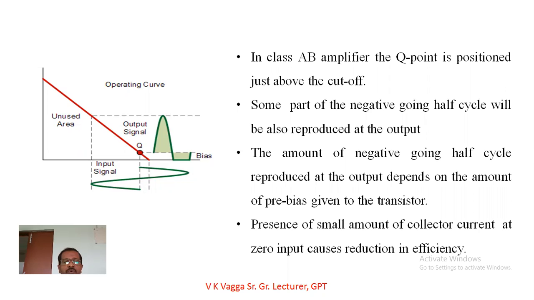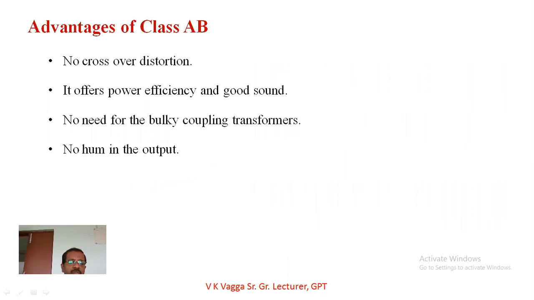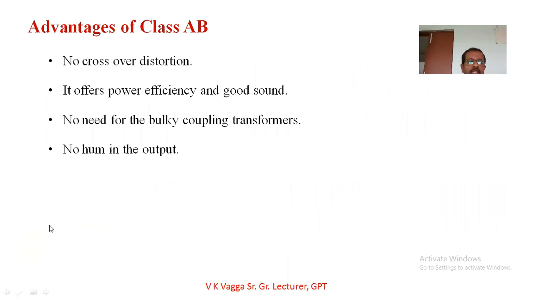The efficiency is going to lie between 50 and 78.5%. Okay, this is about the class AB graph. Understood? And afterwards, if you take the advantages of the class AB, there is no crossover distortion.